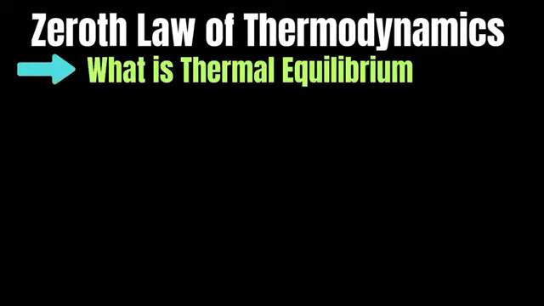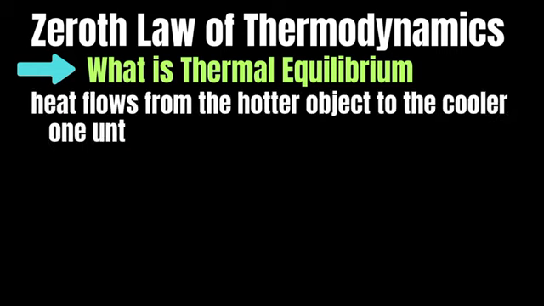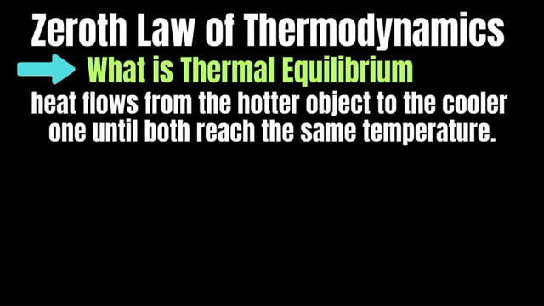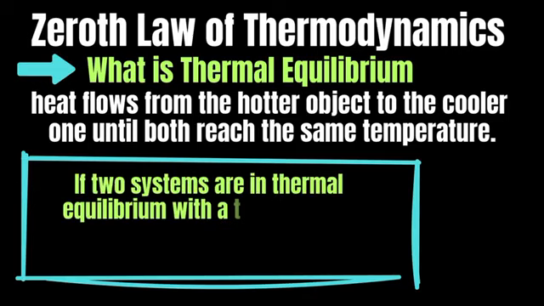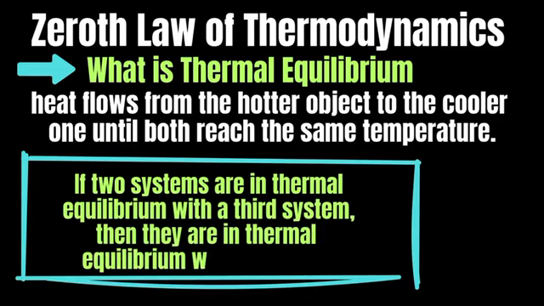Actually, thermal equilibrium means when two objects are in contact, heat flows from the hotter object to the cooler one until both reach the same temperature. Once they have the same temperature, no heat flows between them, and they are in thermal equilibrium. I think now we can move towards the statement of the Zeroth law. It states that if two systems are in thermal equilibrium with a third system, then they are in thermal equilibrium with each other. Let's understand with a simple example.